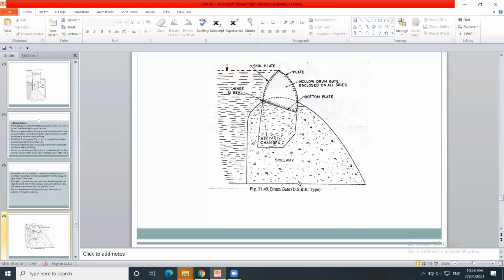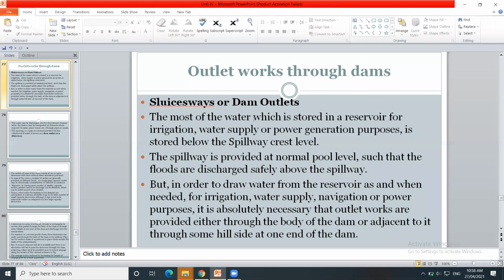These are the sluiceways or dam outlets, which are provided in the body of the dam or adjoining the body of the dam. These are the structures used to convey water from the upstream side of the dam to the downstream side. The water conveyed through that outlet work is used for irrigation, water supply, and power generation. So these are the dam outlets or sluiceways which are provided within the body of the dam.